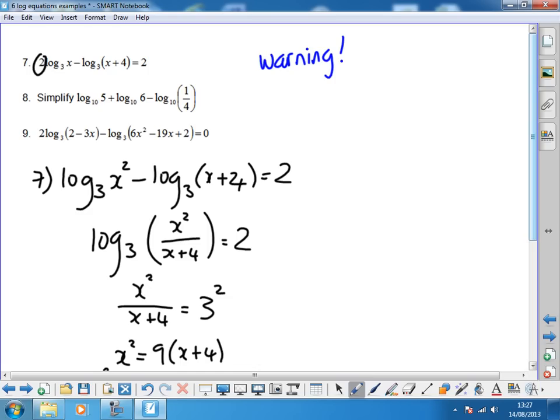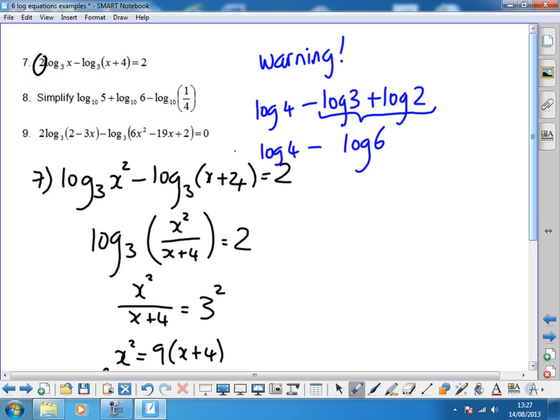So, say we had log 4 minus log 3 plus log 2, and we wanted to simplify it. Now, sometimes what students do is they say, well, I like this rule better. Log 3 plus log 2, that's log, and then you times them together, so that's 6. So then they say, right, so this is log 4 minus log 6. And then they say, well, the rule is that you do log 4 over 6. Now, can you see where that's gone wrong?